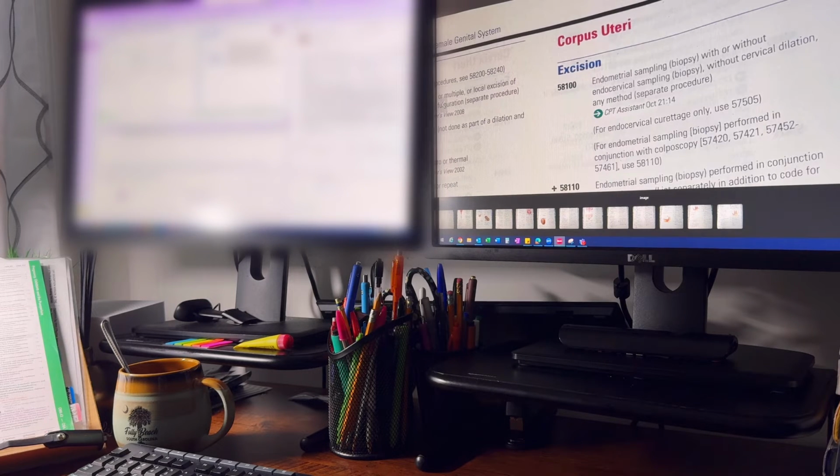So Z3A24. And then the code that I'm using for the CPT is going to be 0502F. That one is done.